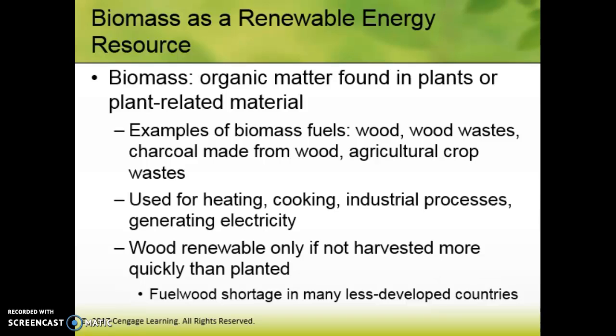So moving on to biomass. Biomass is going to be matter that was once alive. Could be wood waste, charcoal, crop wastes like stover from corn. Switchgrass is one that we're going to look at specifically. Used for heating, cooking, industrial processes, creating electricity. Wood's renewable only if we manage it well.